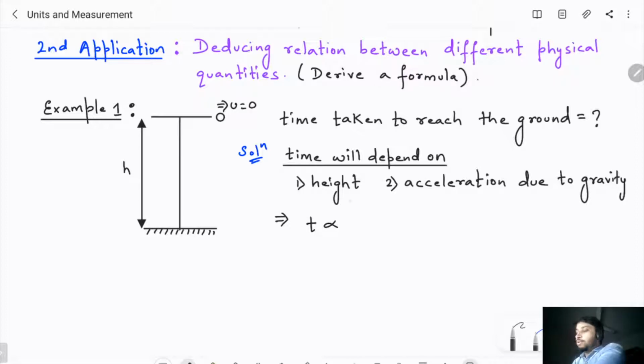Now it will depend upon height and acceleration due to gravity, but we do not know what exactly will be the relation. By that what I mean is we do not know to what power of height or to what power of acceleration due to gravity this time will be related to. Okay. So that we need to figure out. So that we can write as h to the power x into g to the power y. So suppose this time is depending upon some x power of h and y power of g.